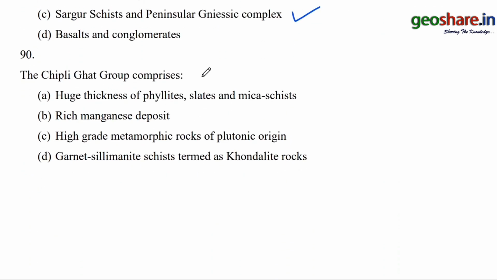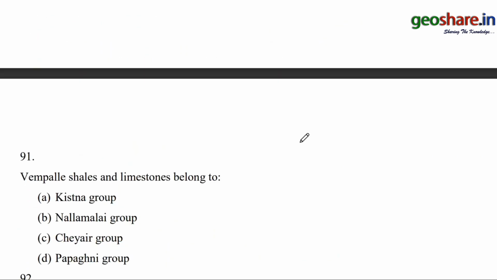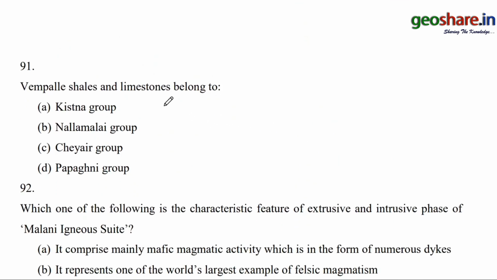The Chitradurga group comprises a huge thickness of phyllites, slates and mica schist. Bhima shales and limestone belong to Papaghni group.